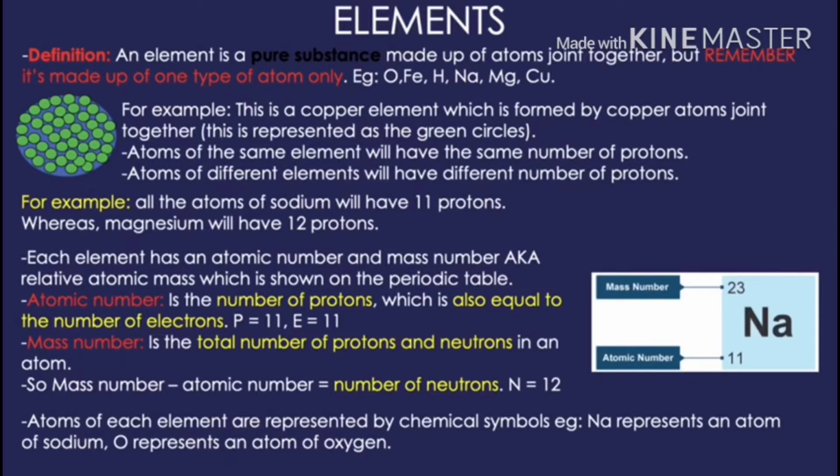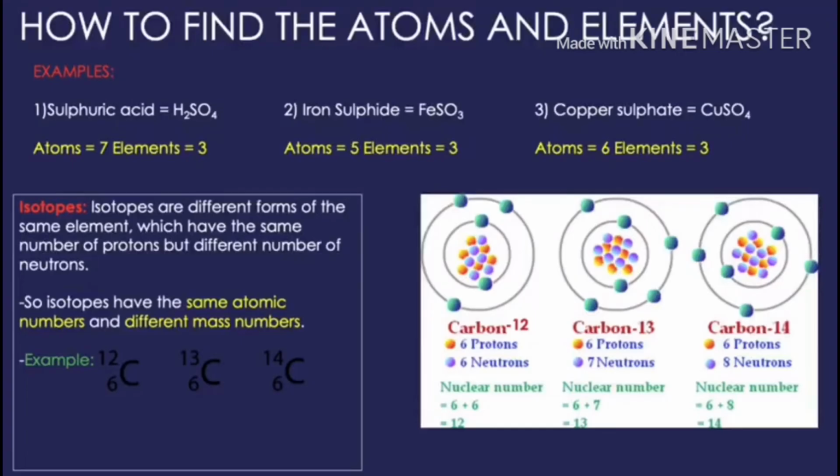So atoms of each element on a periodic table are represented by chemical symbols. So rather than writing sodium as a full word, it can be shortened to Na. For oxygen, it's just O. So in the previous slides, we spoke about the definition of atoms, the definition of elements, and how atoms can form the elements.